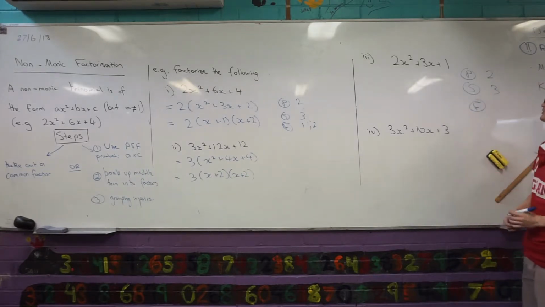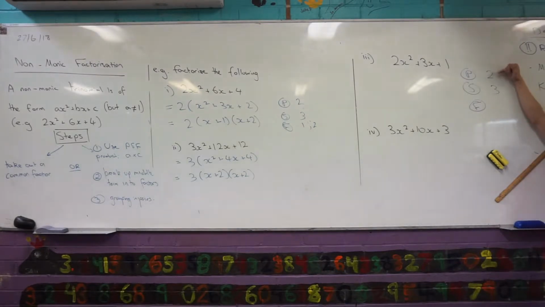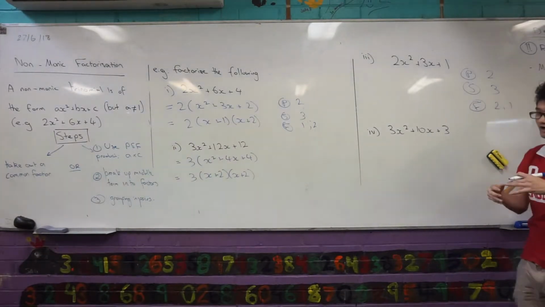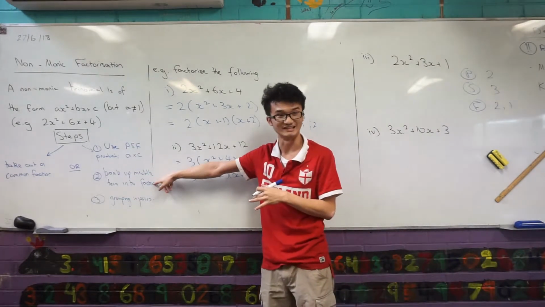Now my factors. Okay, what are my factors going to be? 2 numbers that multiply to 2 and add to 3. What would that be? 2 and 1, yeah. So using my normal PSF method, right? I want 2 numbers that multiply to 2 and add to 3. That's just 2 and 1. Now, instead of skipping straight to putting them into brackets, my second step is slightly different.